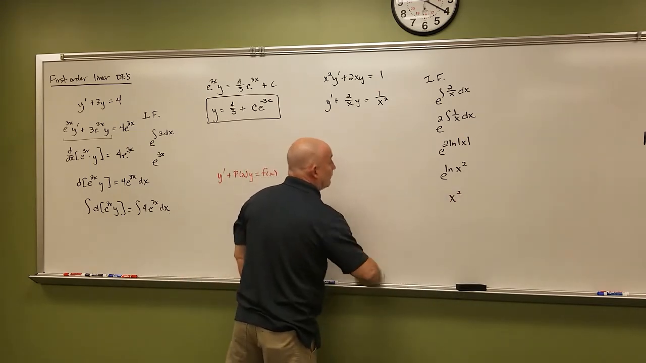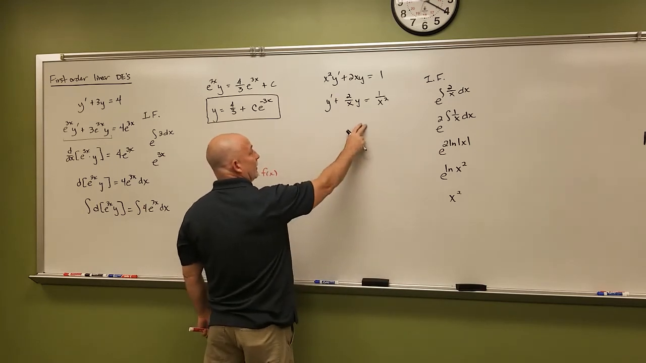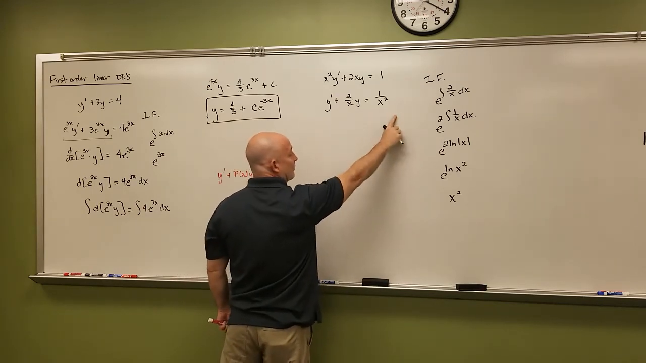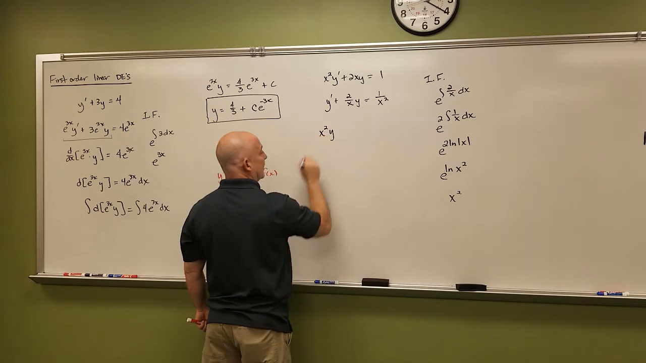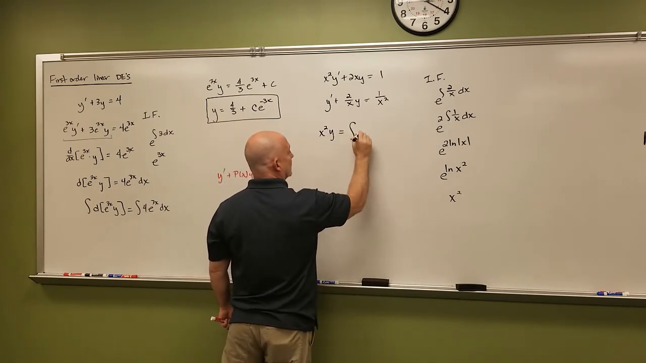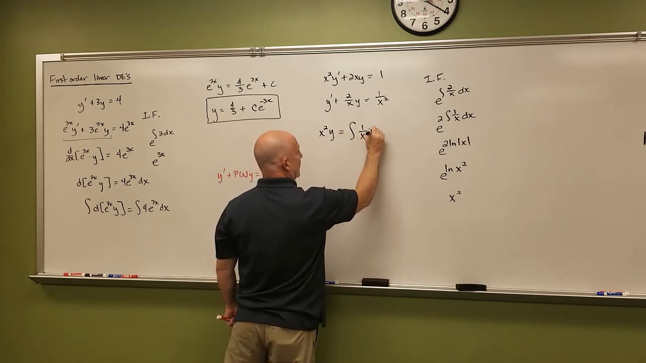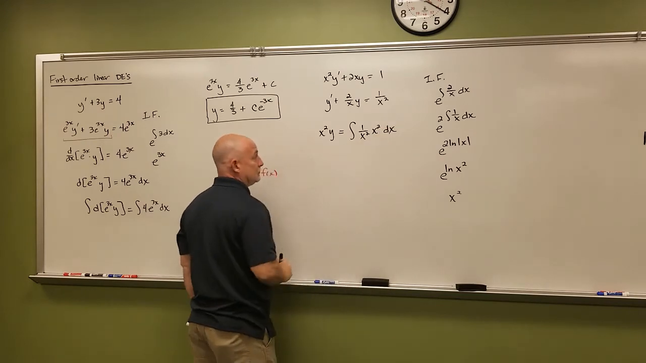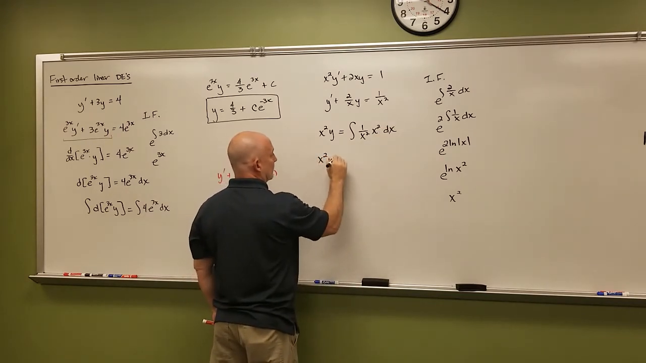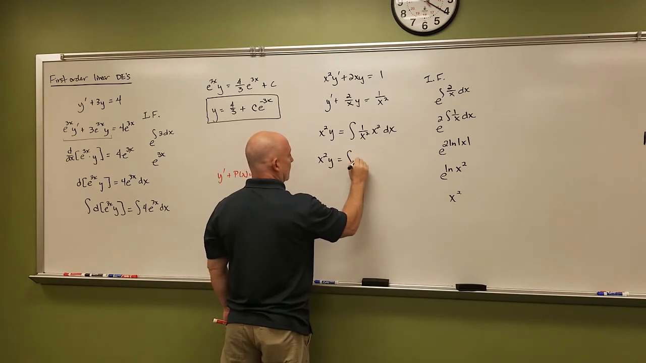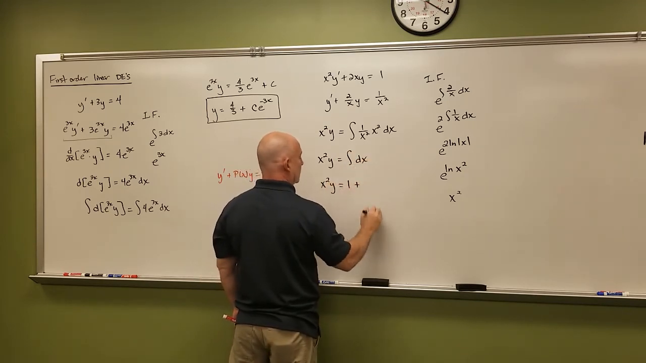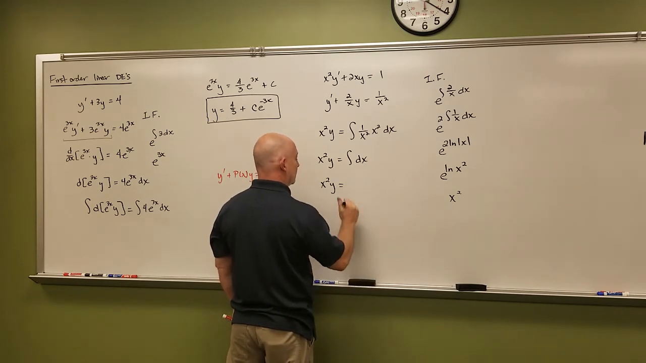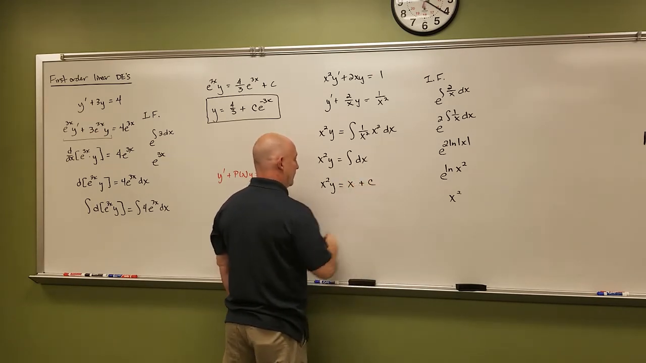All right, so remember what's going to happen on the left-hand side. We multiply through the entire equation by x squared. On the left-hand side, once you multiply through and integrate, you're always going to end up with the integrating factor times the dependent variable. On the right-hand side, you need to take that function, multiply it by the integrating factor, and integrate. So we get x squared y is equal to the integral of dx. So x squared y is equal to 1, ridiculous, x plus some integrating constant.